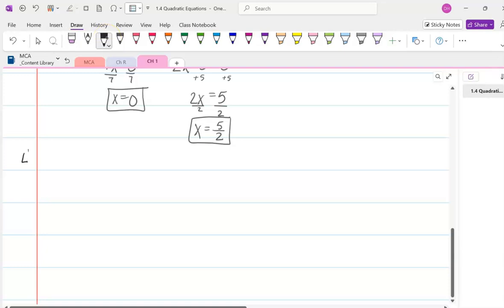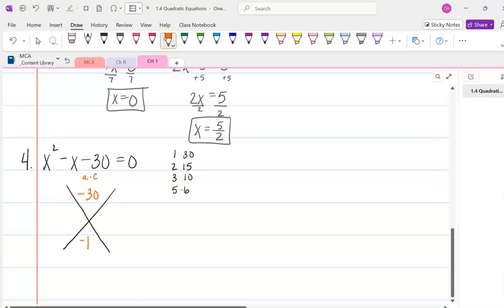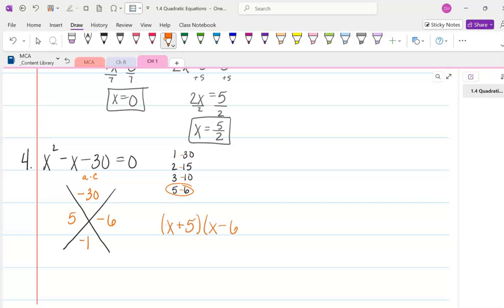So we have number 4. So we're going to continue factoring. We'll do x squared minus x minus 30 equals 0. Just like before, we're going to go ahead and do -30 up top. Remember, this is a times c. We've got -1 right there. So I'm going to write down factors of 30. And we're trying to get to a -1. So I'm going to make the bigger number negative. And those are my factors. So we've got 5 and then -6. So we're going to go ahead and we can write down x plus 5, x minus 6.